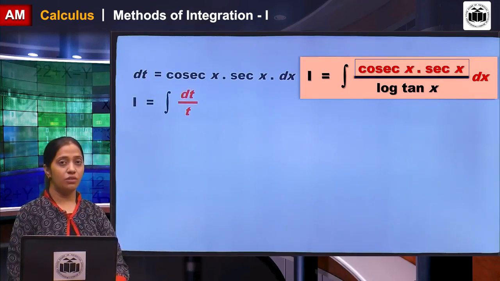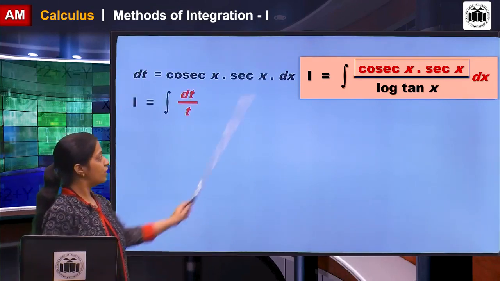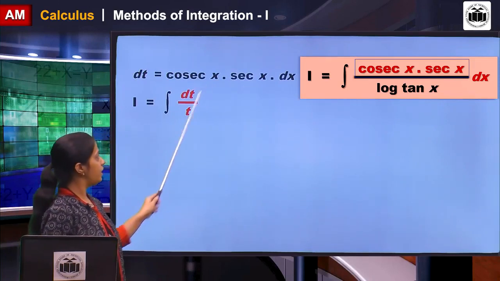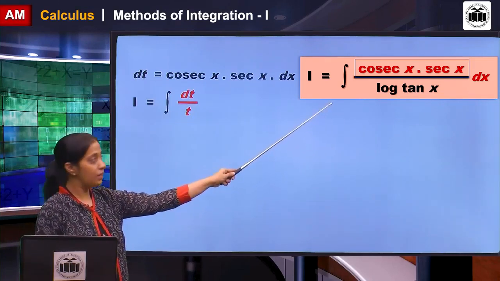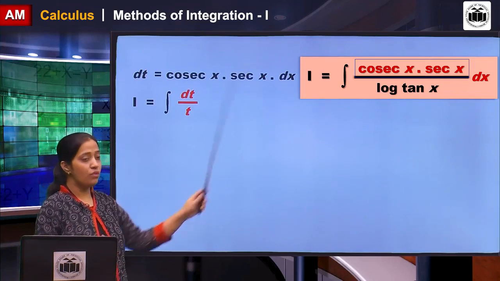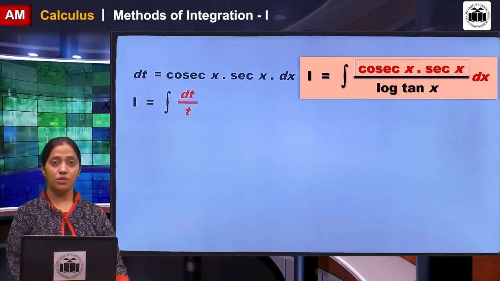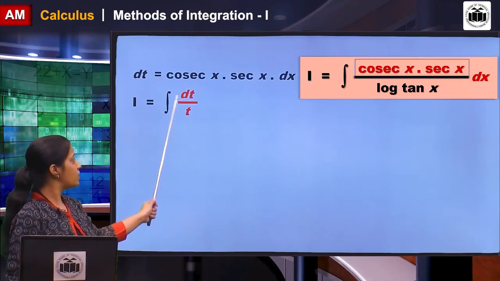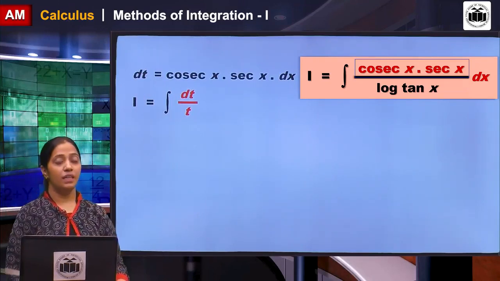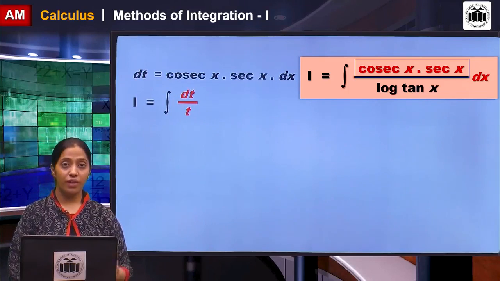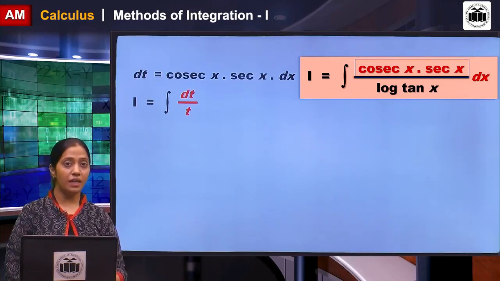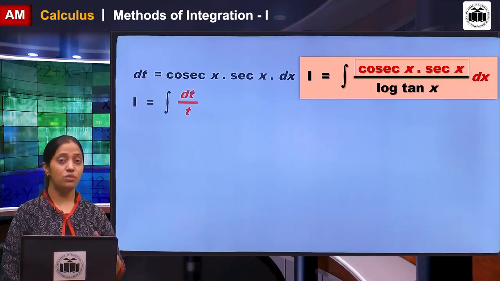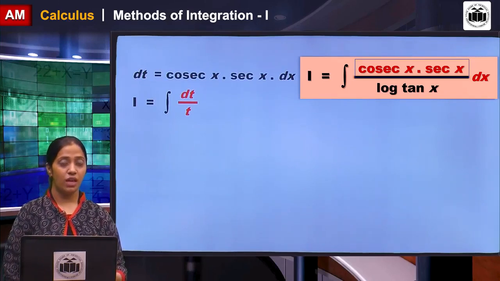I is equal to integration of, now this full numerator is our dt, and the denominator, that is log tan x, for that we have used the substitution t. So the integration reduces to integration of dt by t. First it was in terms of x. Now we reduce it in terms of t using some substitution. And for the substitution, the derivative term should be given there.